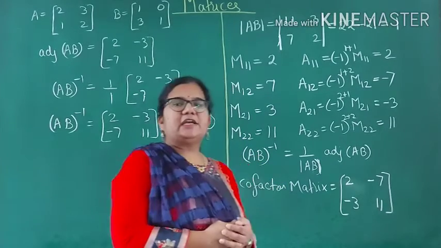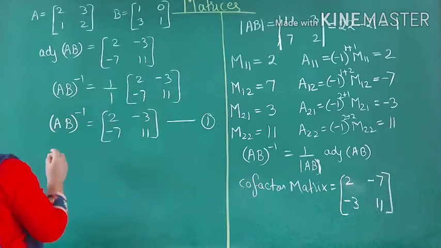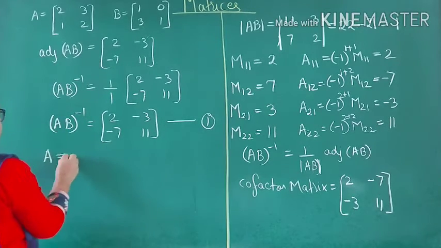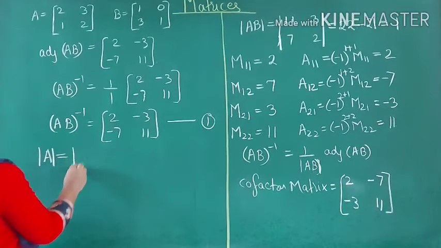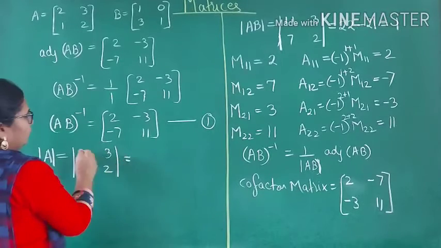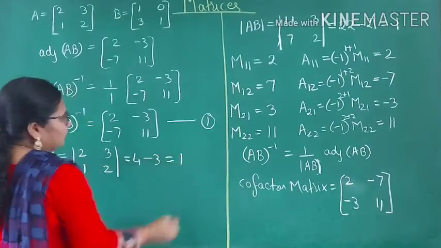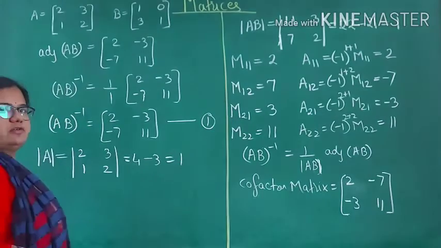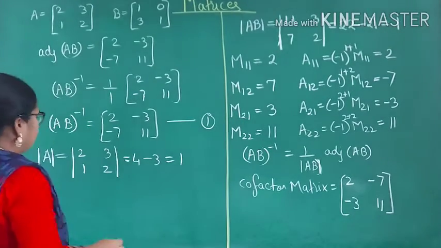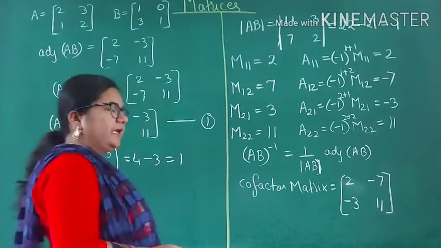So let us find A inverse and B inverse. So matrix A I have written here. What will be determinant of A? 2, 3, 1, 2. 2 2s are 4, 3 1s are 3. 4 minus 3 equal to 1. So determinant of A is equal to 1. Now next we will find the minors and cofactors of A.